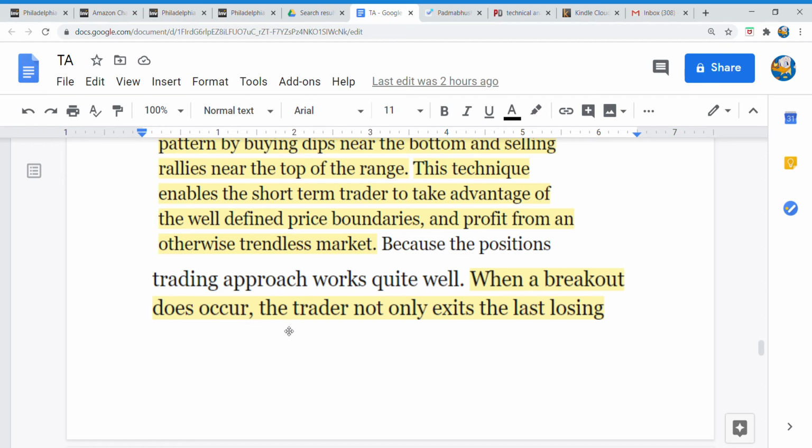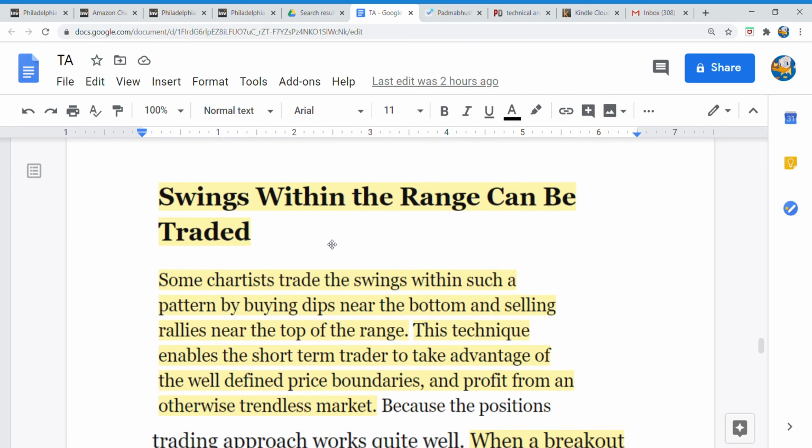When a breakout does occur, the trader not only exits swings within the range can be traded. Some chartists trade the swings within the range within such a pattern by buying dips near the bottom and selling rallies near the top of the range. This technique enables the short-term trader to take advantage of well-defined price boundaries and profit from an otherwise trendless market.